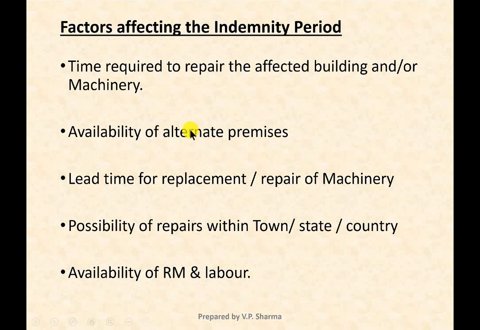Availability of alternative premises. This is very important, where the business can be shifted to some other unit. In that situation, if the alternate premises is easily available, the length of indemnity period can be reduced. Then what is the lead time for replacement or repair of the machinery? Of course, critical machinery. Then what are the possibilities of repairs within the same city, town or country? Then what is the availability of raw material and labor? These are the factors based on which the insured must do the selection of indemnity period.